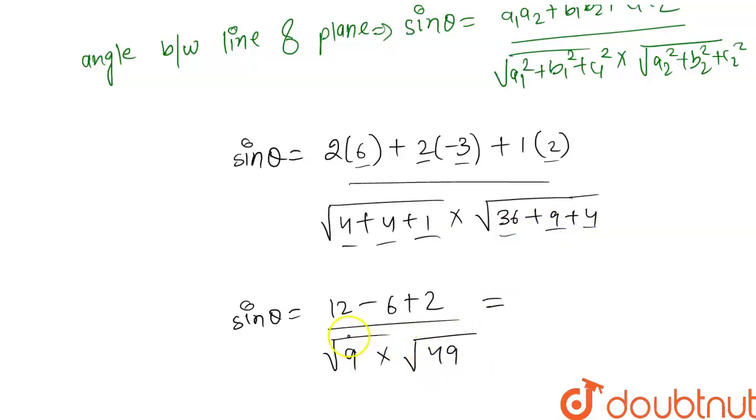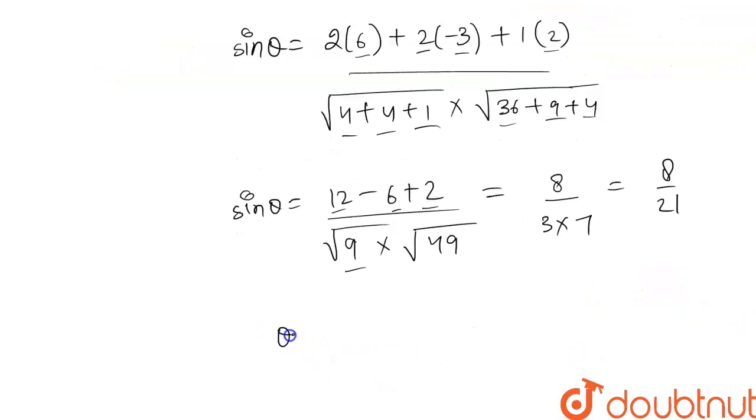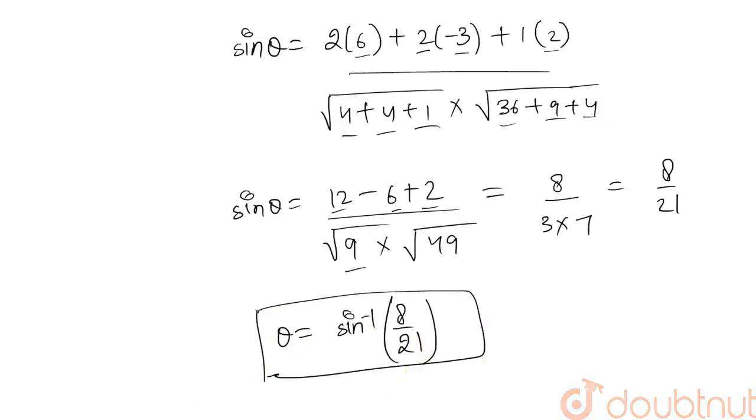So it is equal to 12 minus 6 is 6 and 6 plus 2 is 8, divided by under root 9 is 3 and under root 49 is 7. So it is equal to 8/21. So the value of theta, which is the angle between line and plane, is given by sin inverse 8/21. So this is the answer.